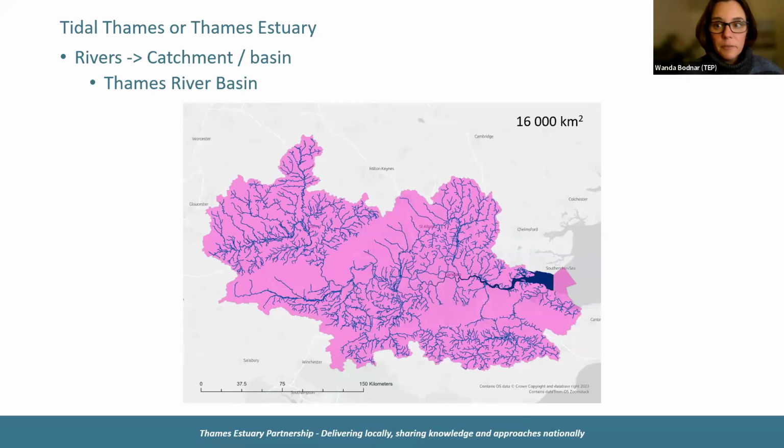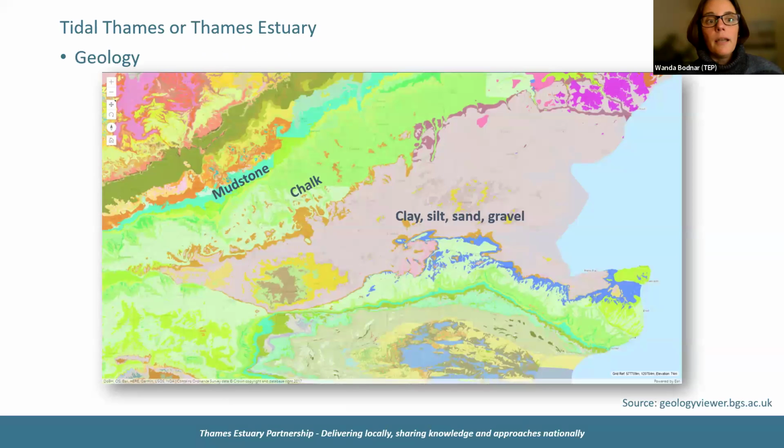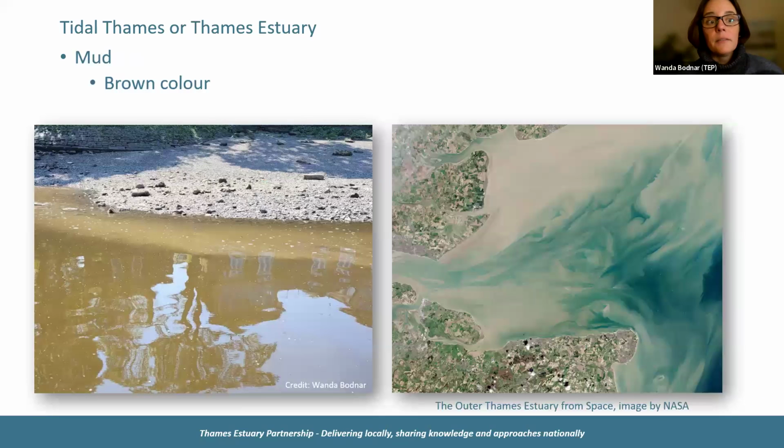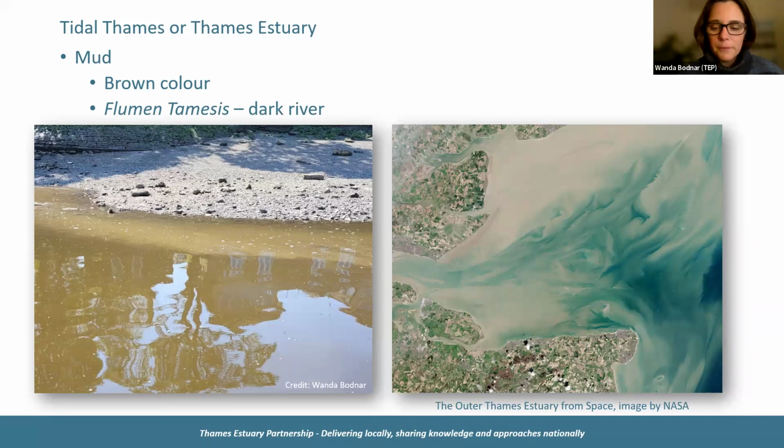Also, because it is a river basin where a series of rivers will carry matter like mudstone, chalk, clay, silt, sand, and gravel downstream, the Thames is a brown river. All that brown color is because of the resuspended and mixed mud that gets carried around by the tides. In fact, the Thames would have been brown already when the Romans arrived, who referred to it as Flumen Thamesis, or dark river.